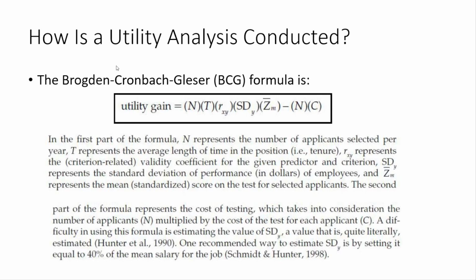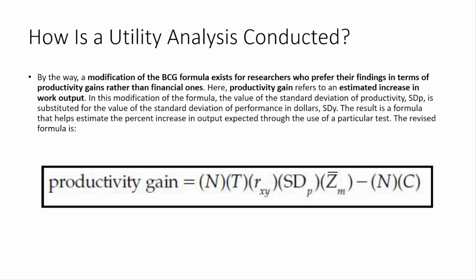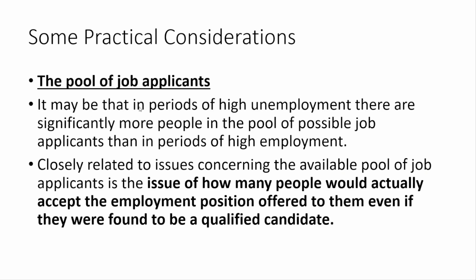So there are two formulas for Brogden-Cronbach-Gleser. One is for utility gain and one is for productivity gain. So utility gain is more on the economic costs. Meanwhile, productivity gain is more on the non-economic costs and benefits by looking into the work output.